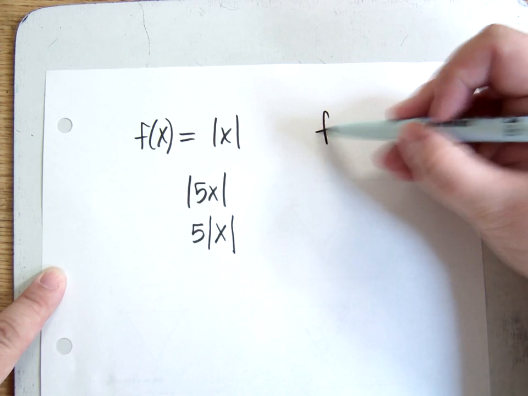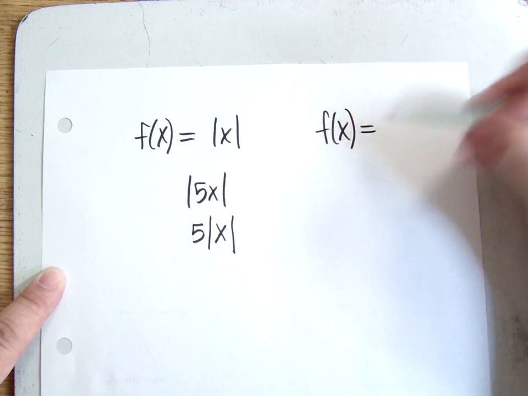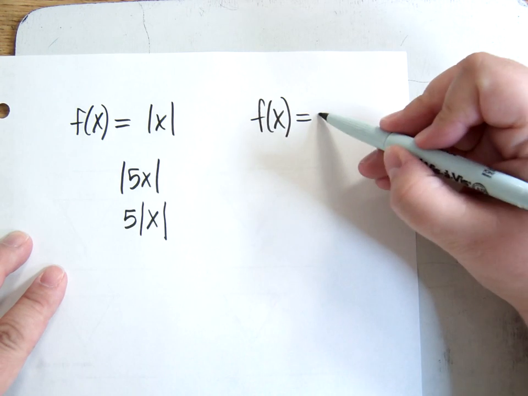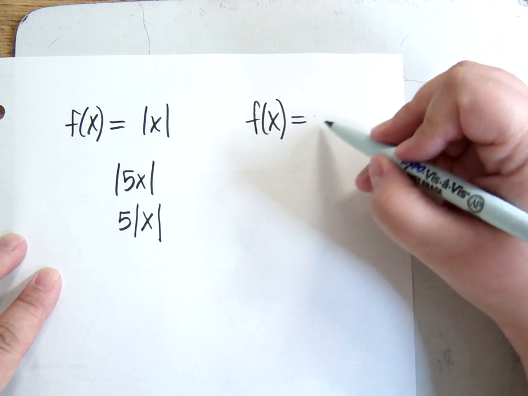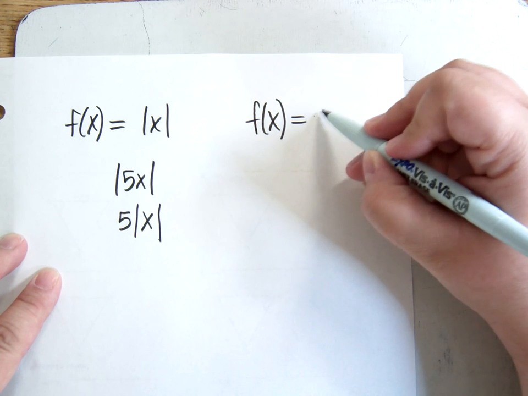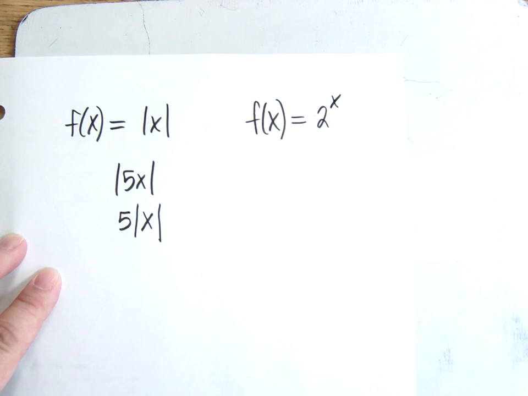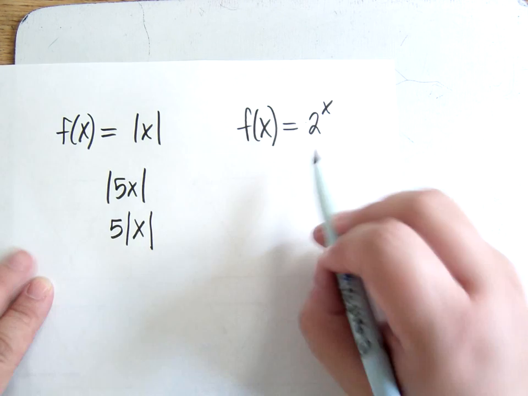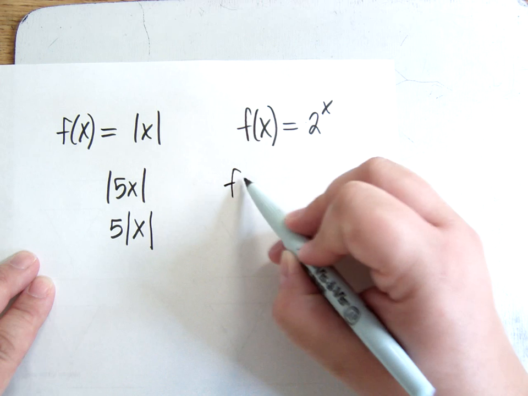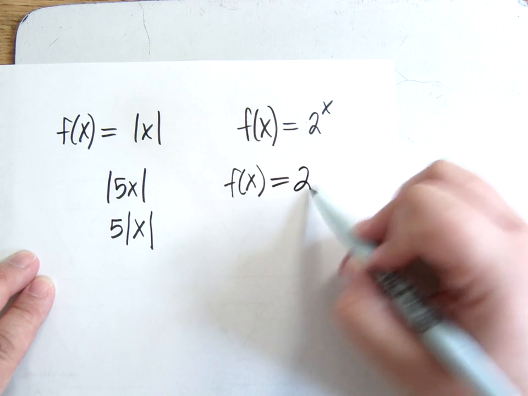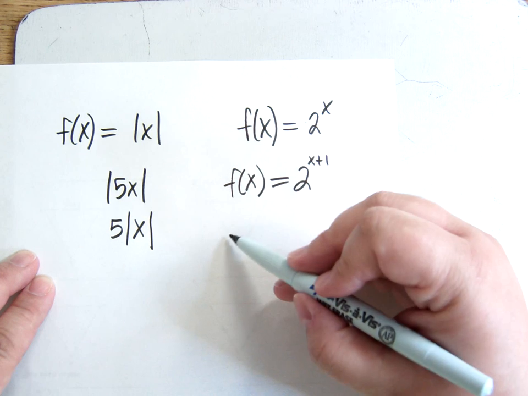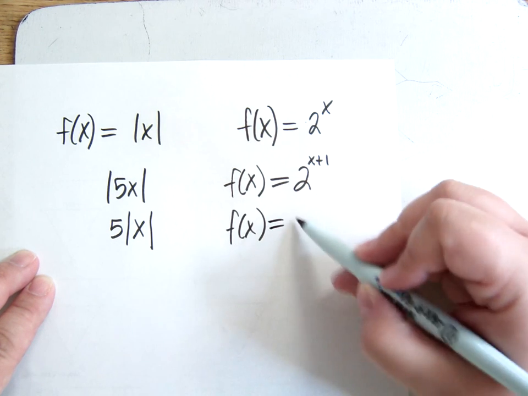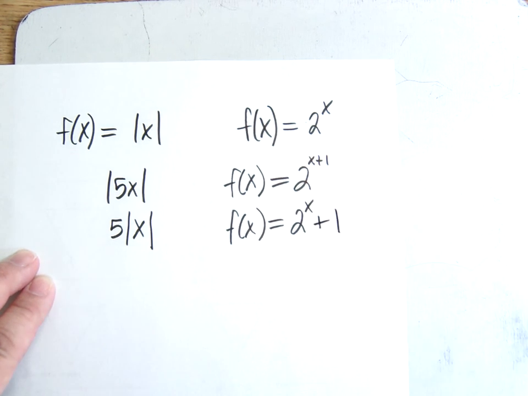Let's say that our parent function is, what's another good one? Exponential, 2 to the x. Okay, anything that's happening inside the function would be something that's happening up there in the exponent with x, like for instance this. If it's outside the function, we mean it's not up there with x. It's totally separate from whatever is happening to x.